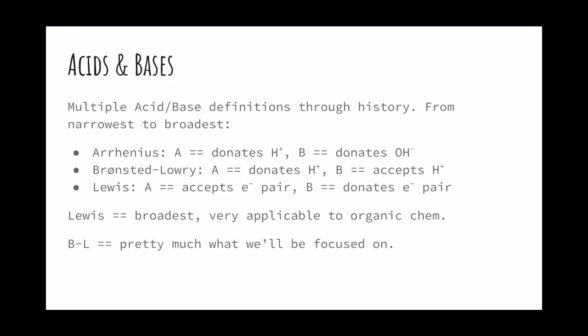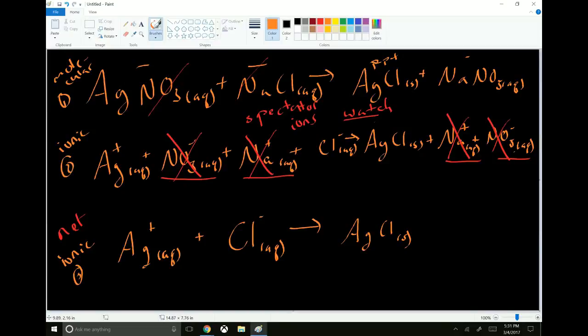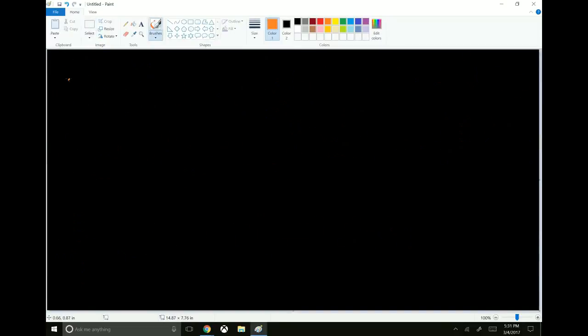The first was proposed by a dude who went by the name of Arrhenius, and he defined an acid as anything that donates a proton, an H+, into a chemical reaction or a dissolution, and a base as anything that donates a hydroxide, an OH-. According to the Arrhenius definition, hydrochloric acid is an acid because it splits apart into H+ and Cl-. The HCl is donating the proton into solution, and that's what makes it an acid.